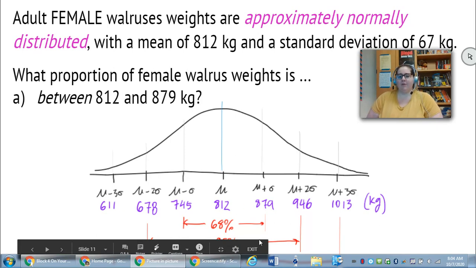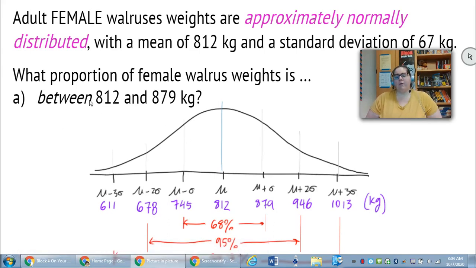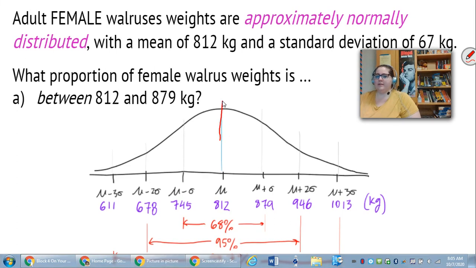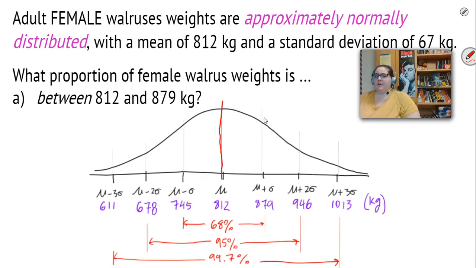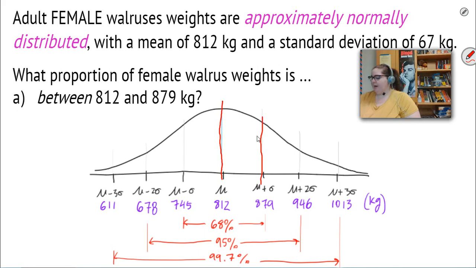So in this example, still talking about walrus weights, I have a lovely little drawing here that has everything labeled, and then I have my little empirical rule put in there as well. So what proportion or what percent of female walrus weights is between 812 and 879? If I look at that, 812 is here and 879 is here. And I'm trying to find out what proportion or percent of walruses weigh between those two numbers.